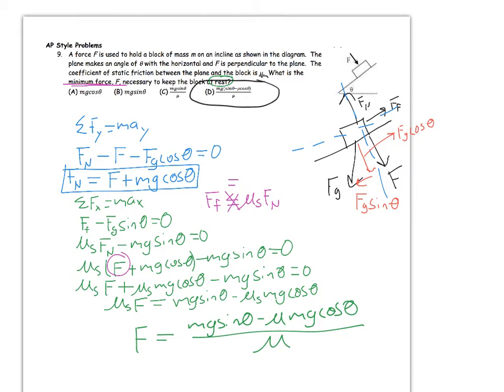Now they did rearrange it slightly to factor out the mg in each term, and so what that looks like is that force is just mg times sine of theta minus mu cosine of theta, all over the quantity mu. But same expression in those two final answers, but the answer there is going to be D.